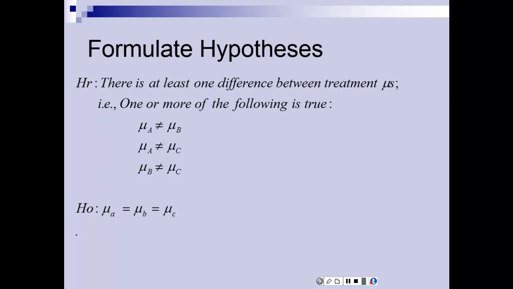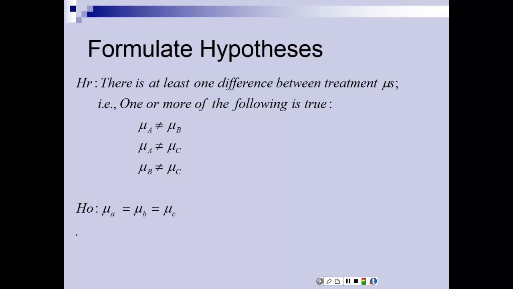Okay, so the hypotheses will always be like this. HA says there's at least one difference between means. So it's not mu A not equal to mu B not equal to mu C, because only one of those has to be true. H0 is that they're all equal. So any one or more of those first three will make H0 false.